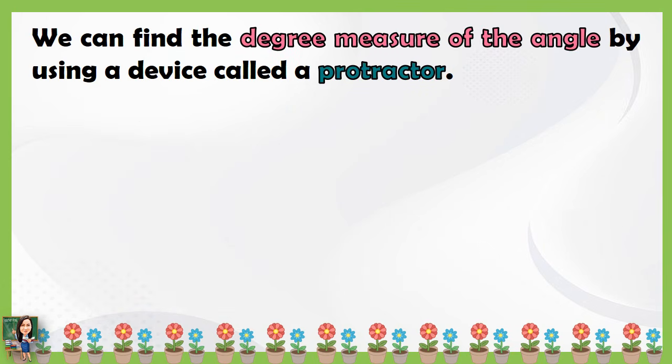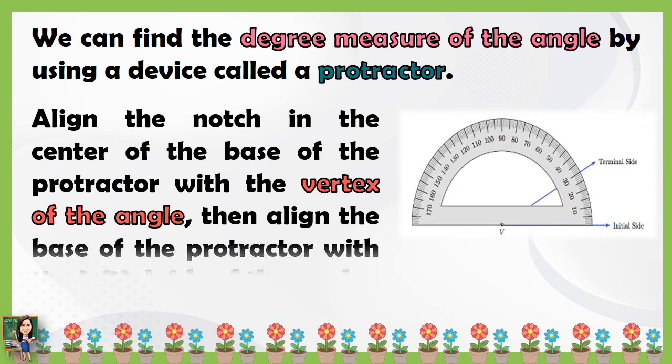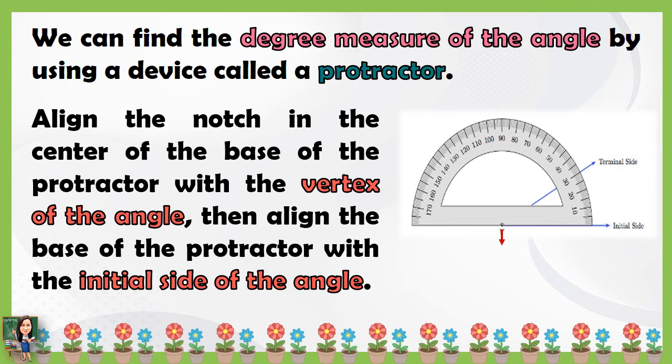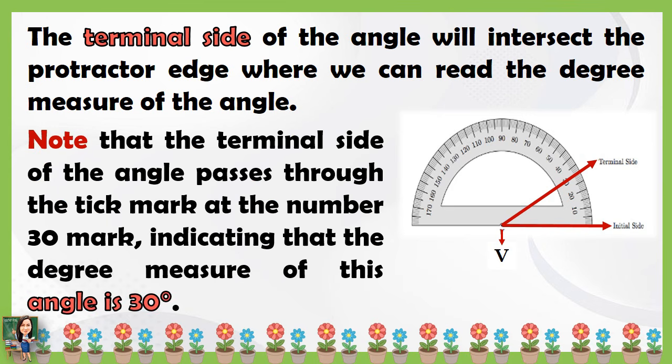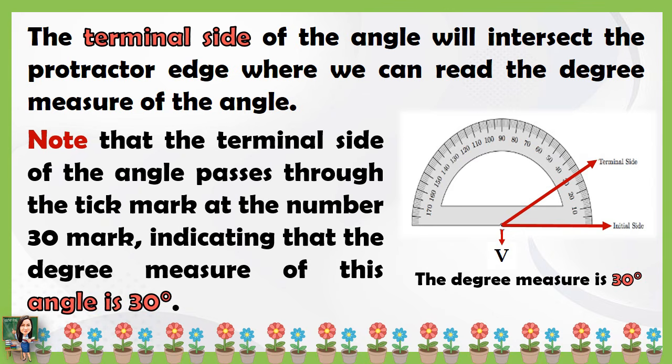We can find the degree measure of an angle by using a device called a protractor. Align the notch in the center of the base of the protractor with the vertex of the angle. Then align the base of the protractor with the initial side of the angle. The terminal side of the angle will intersect the protractor edge where we can read the degree measure of the angle. Note, the terminal side of the angle passes through the tick mark at the number 30, indicating that the degree measure of this angle is 30 degrees.